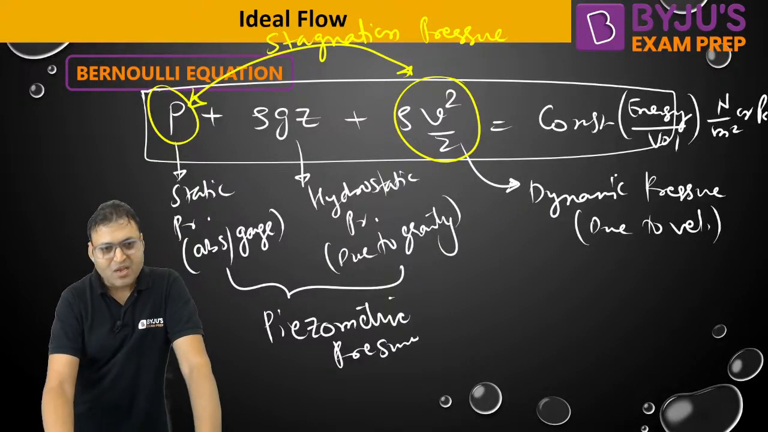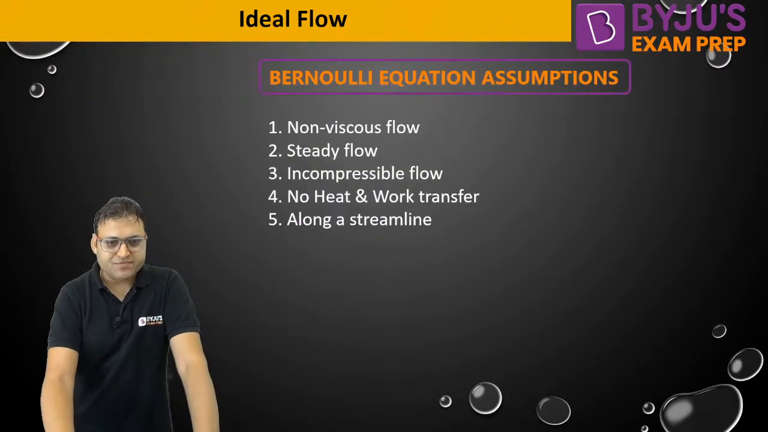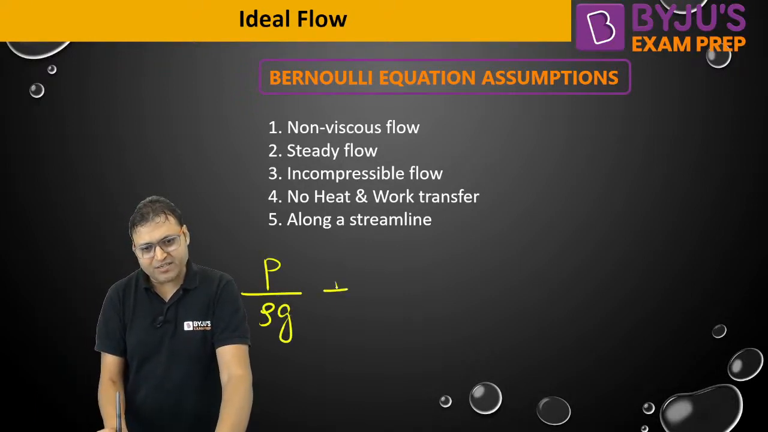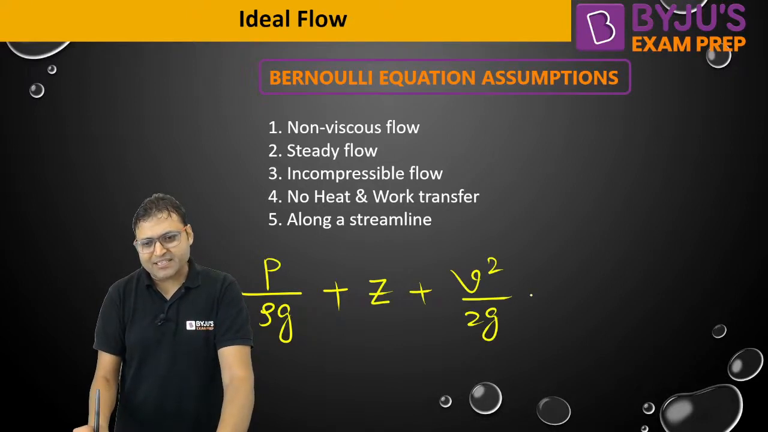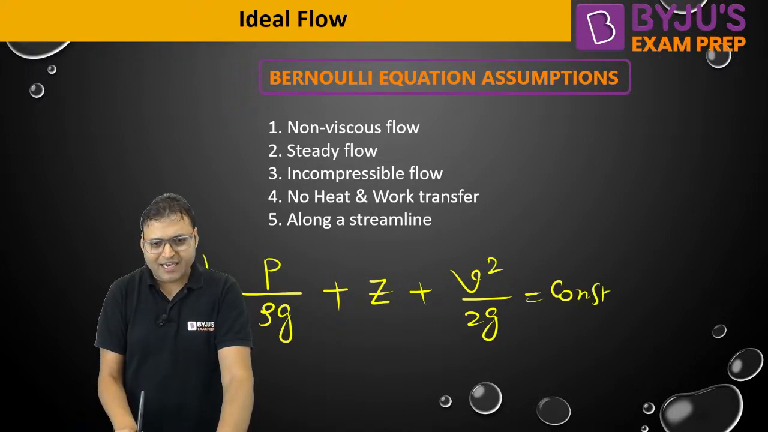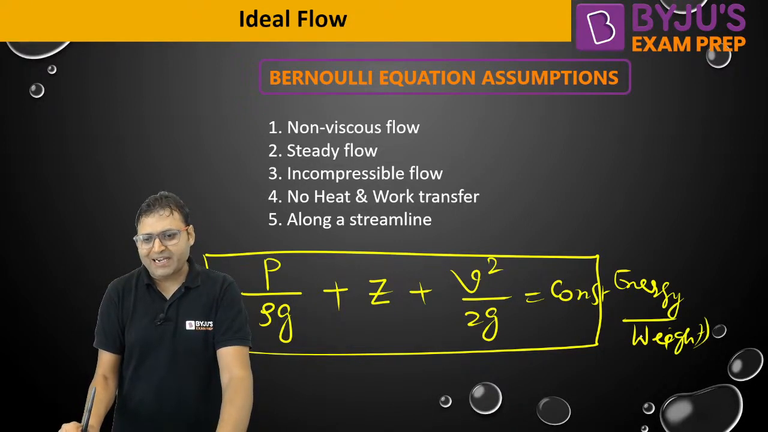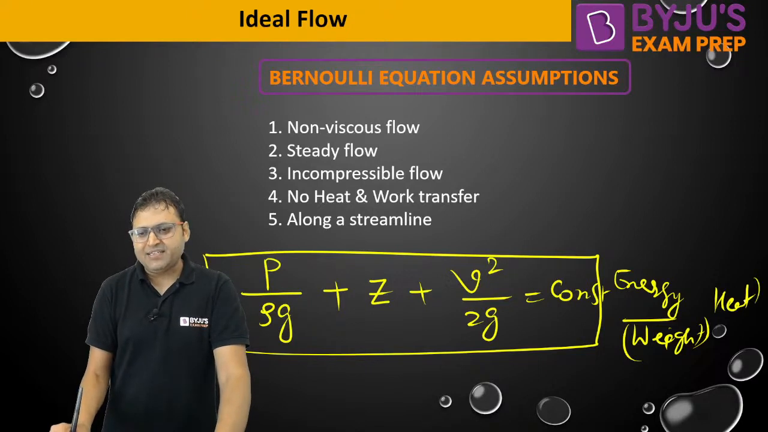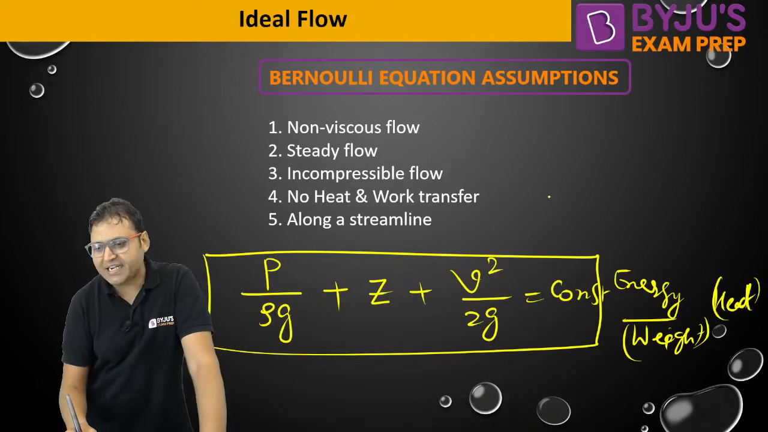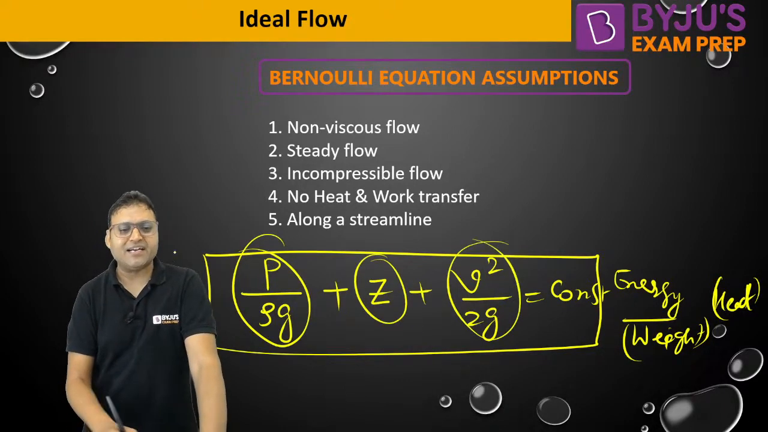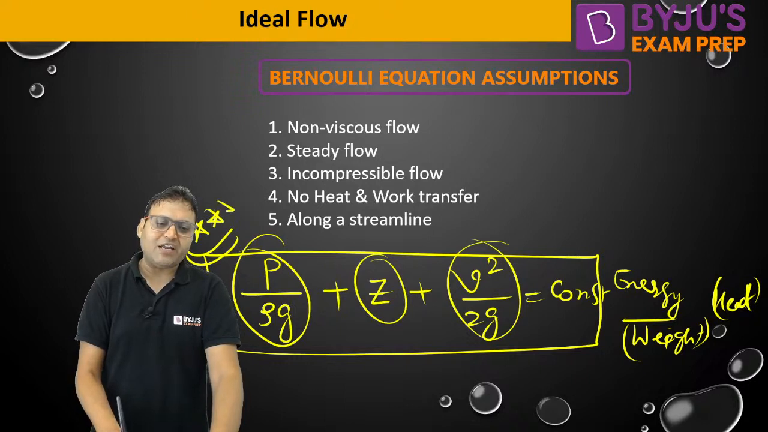Yes, Anubhav. Now, if we divide the whole expression by rho into g, the first term will be P by rho g plus z, plus the third term will become v square by 2g. This is another constant, and here the unit of each and every term is energy per unit weight, or we can call it head. It is the energy conservation equation in terms of head. First term is static pressure head, potential energy head, and kinetic energy head. This is the expression we frequently use in our analysis.